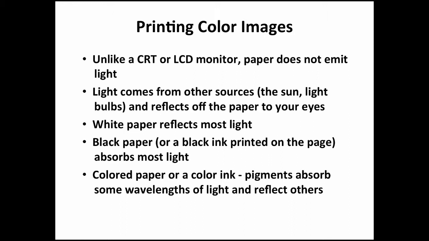Blank white paper reflects most of the light that hits the surface. Very little of the light is absorbed by the paper, and the paper reflects back equal amounts of red, green, and blue light, which, when it enters your eye, is perceived as white. Black paper, or paper that has black ink printed on it, absorbs most of the light and reflects very little back to the eye, and therefore it's perceived as being black. Colored paper, or colored inks printed on paper, use pigments that absorb some of the wavelengths of light and reflect others. What your eye senses is only the light that is being reflected back to your eye.